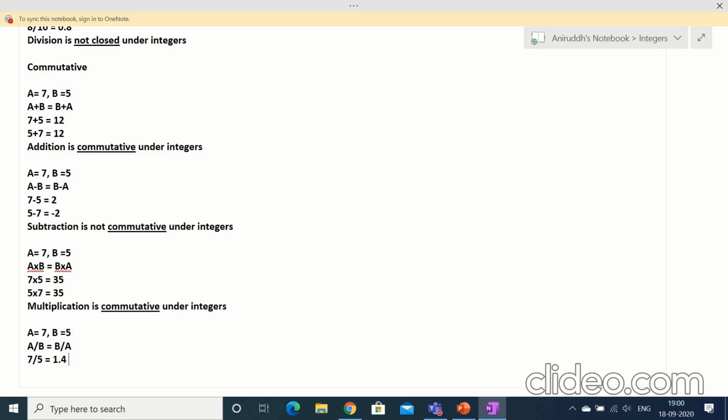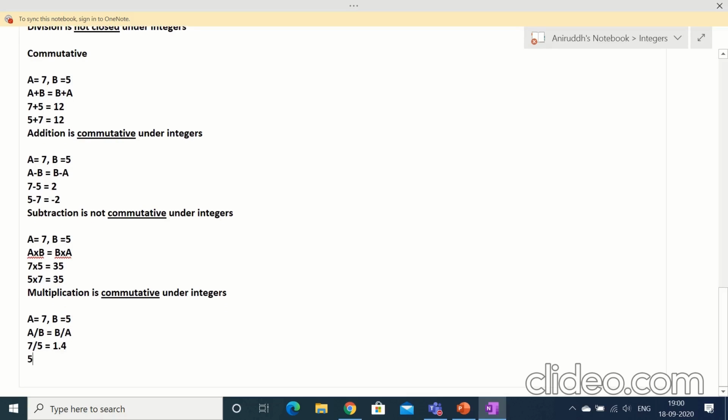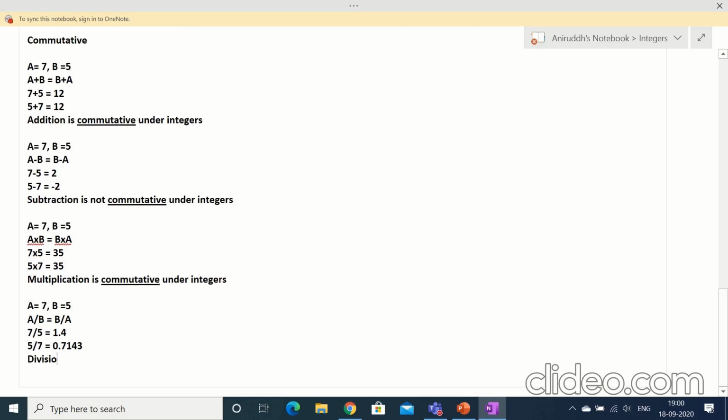Well, we'll just reverse this and check. Anyways, it's not commutative. Well, just reverse it. You will get the answer as 0.7143. So we got different answers, and decimals are not counted as integers. So we say directly that division is not commutative under integers. So like in closure property, division is again not commutative under commutative property.